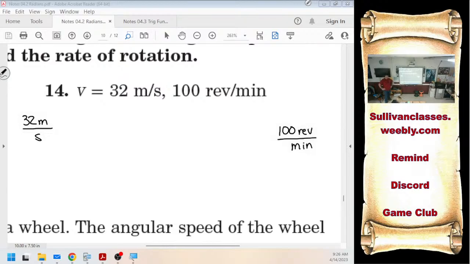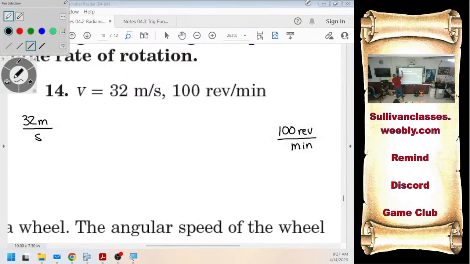I can't compare linear and angular changes if they're not in the same amount of time. So you get to choose. Do you want this one over to minutes or that one over to seconds? I would probably want minutes because I'd get bigger numbers instead of fractions. Most kids are going to want large whole numbers instead of fractions.